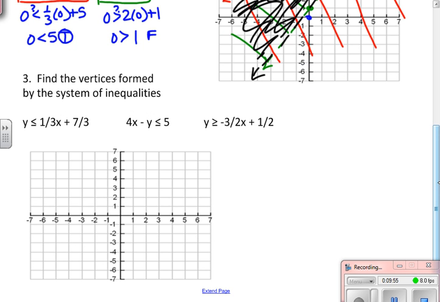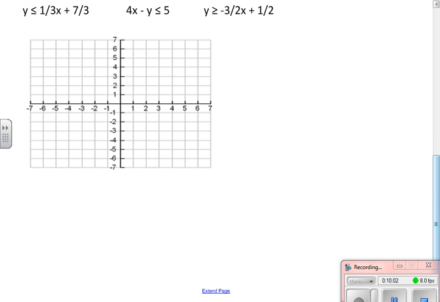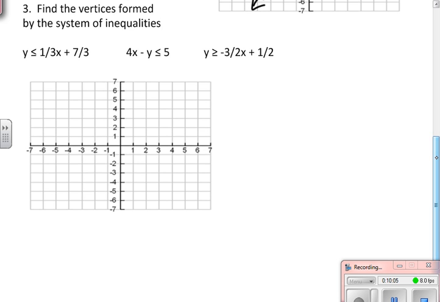Now, a third example that we can ask in this situation is find the vertices formed by the system. So you go ahead and you graph your inequalities just like you would. This one is in slope-intercept form. 7/3 is 2 1/3, so just over 2. And I'm going to go up 1, right 1, 2, 3, or I'm going to go down 1, left 1, 2, 3, and this is a solid line that's going to cut through like this.